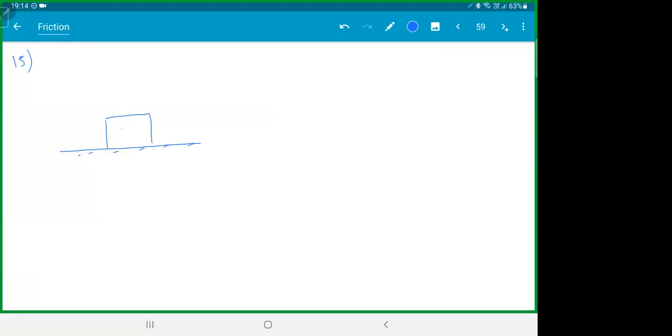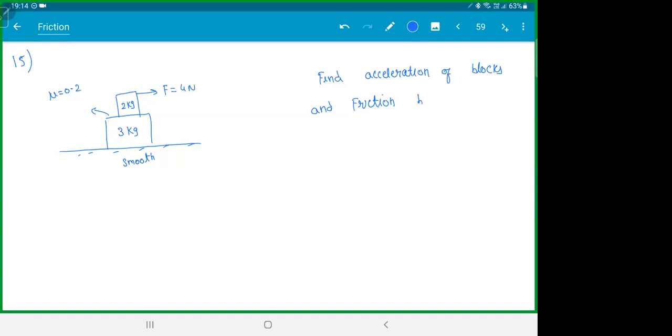So we have 2 blocks here, 3 kg, 2 kg. The ground is smooth. This friction is 0.2. And you're applying a force of 4 newtons. Find the acceleration of blocks and friction between them. Okay, this is an easy one. But this will put a starting point for this kind of problems. Let's see how much you actually understood friction. Let's get this.